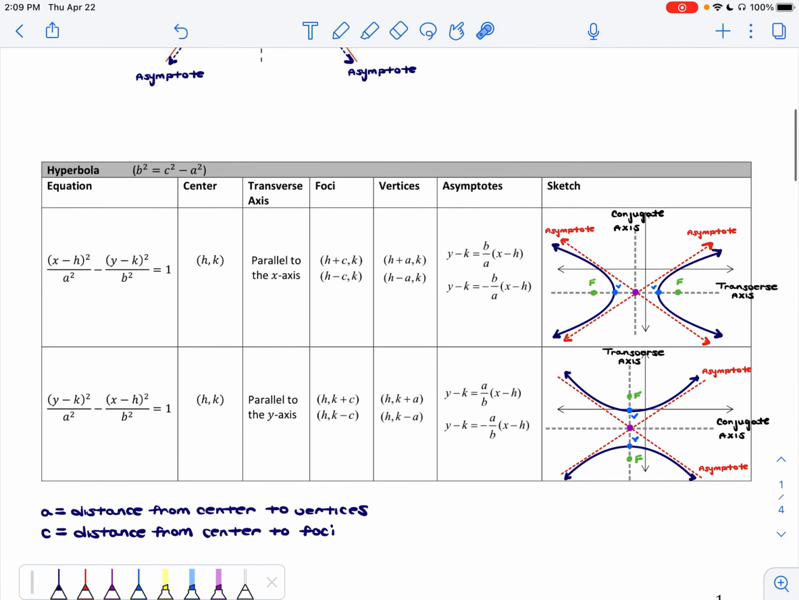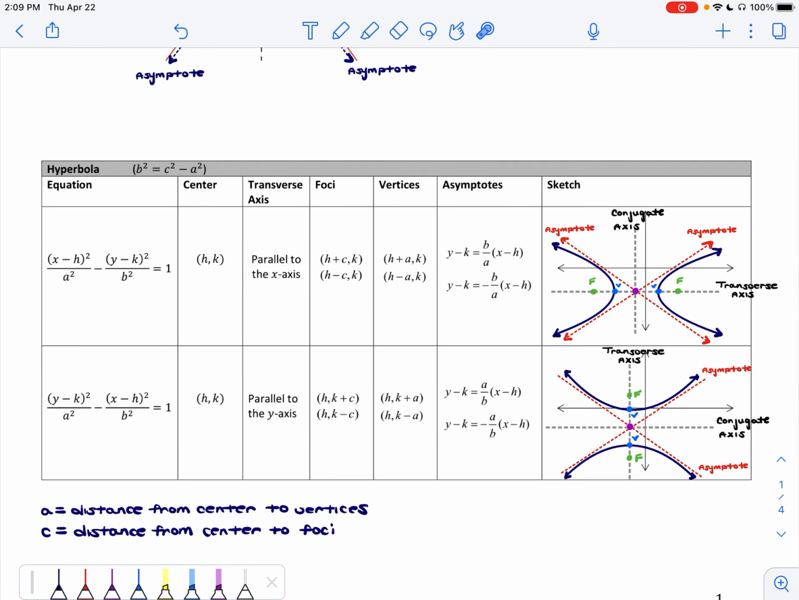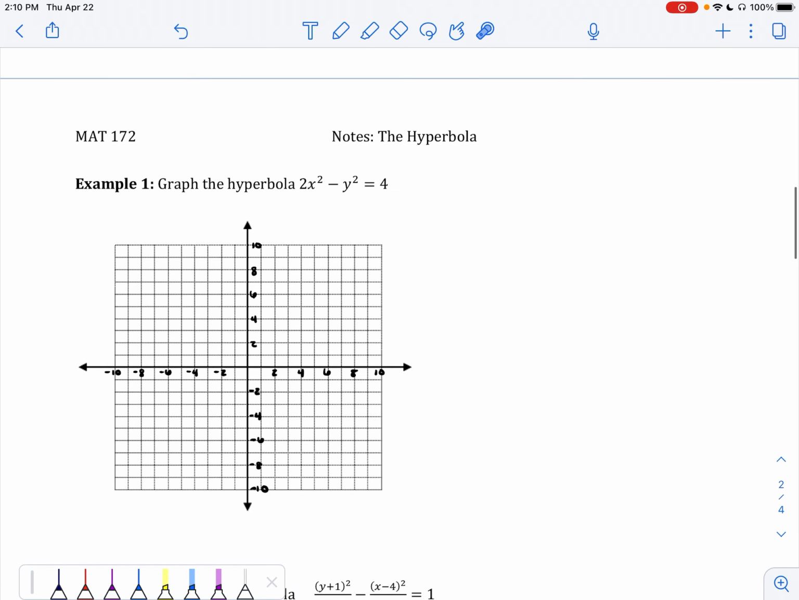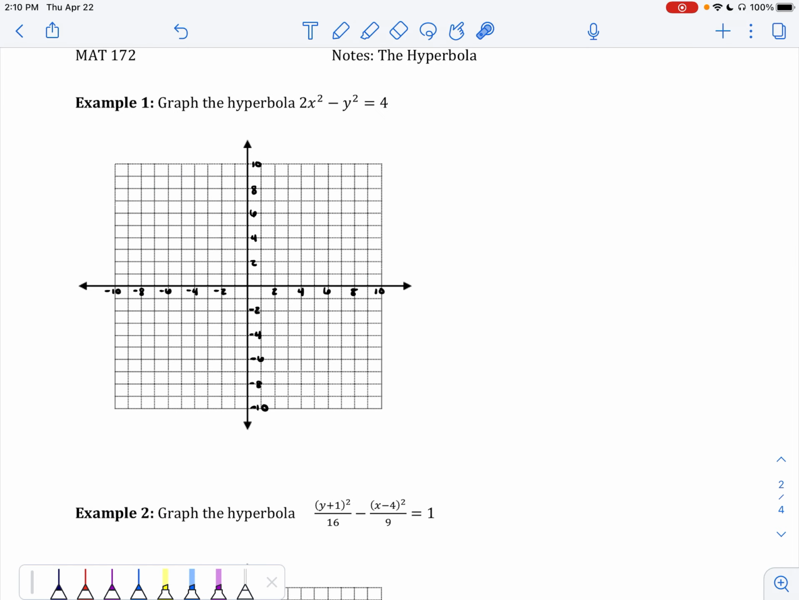But if you look back up at the equations of our hyperbolas, we always want them set equal to 1. So if you have anything other than a 1 on the right-hand side to start with, go ahead and just divide everything through by that number. So in this case, I'm going to go ahead and divide everything through by 4. All right, so that's going to give me x squared divided by 2 minus y squared divided by 4 is equal to 1.